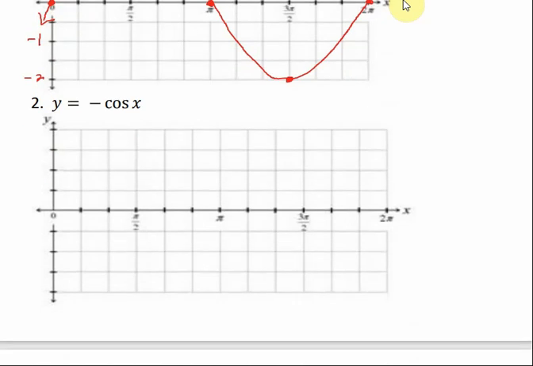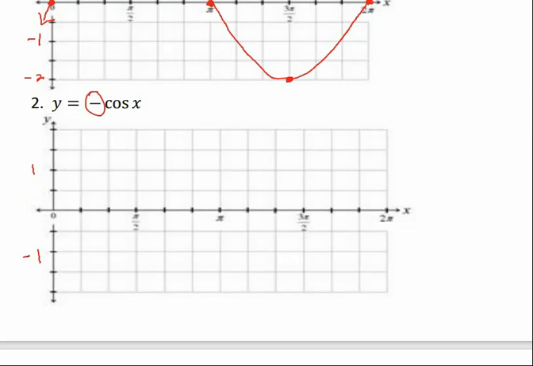All right, for y is equal to negative cosine of x, this negative is going to reflect our graph over the x-axis. So that's the only thing that's changing in this graph, is that negative sign. So that means the values are all going to be the same. It's just going to be the opposite on our y-axis. So let me mark these up. So if this is 1/2 and this is 1, let me just mark the ones, -1 and +1.